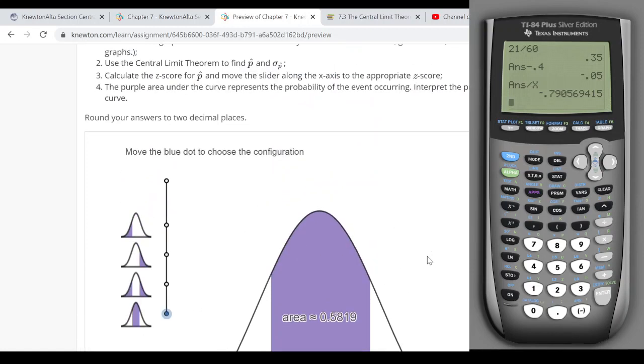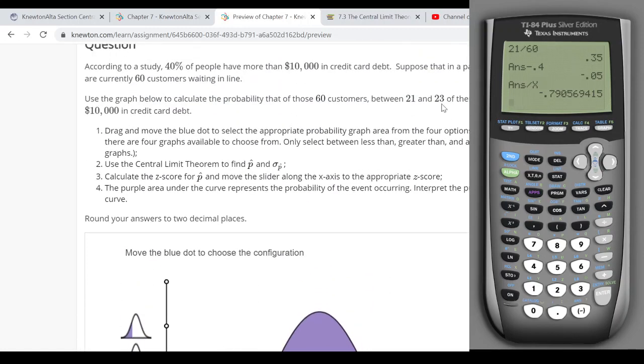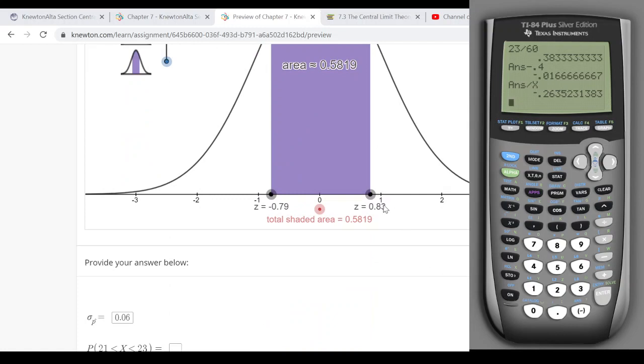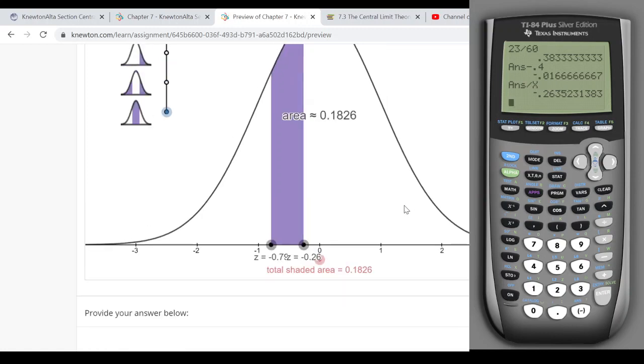All right, and then the right dot will be at 23 out of 60. So what's the z-score for 23 out of 60? So I take 23 out of 60, and then subtract from that the mean, 0.4, the value of p, and then divide this by x, 0.06, the standard deviation. So we're getting negative 0.26 for the z-score of this right value, the 23 people out of 60. So negative 0.26. There you go. And the area between them is going to be our probability.